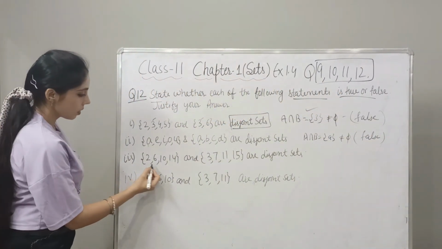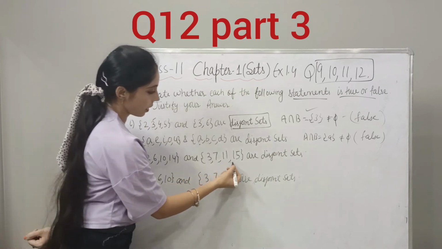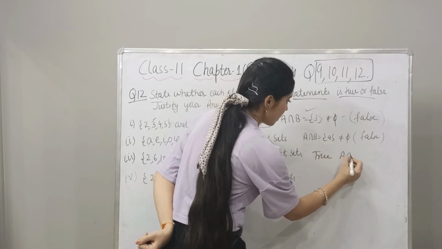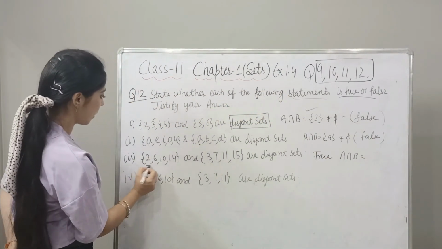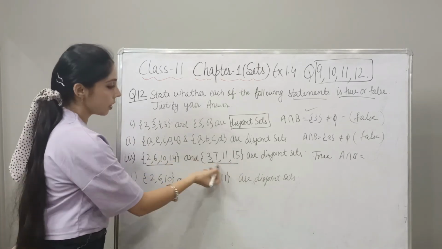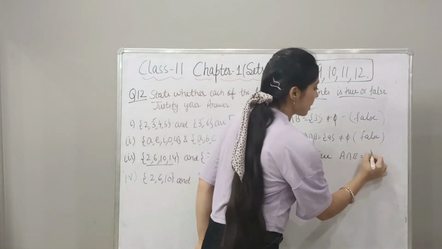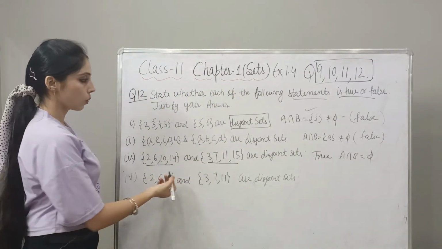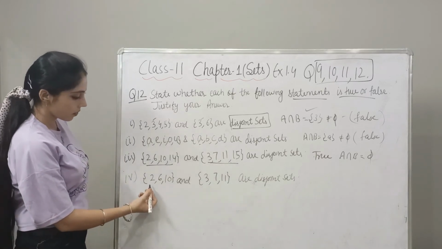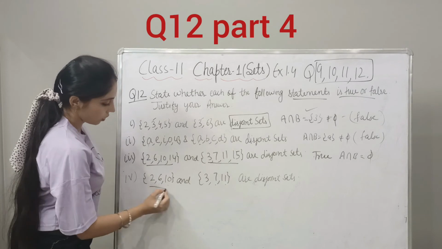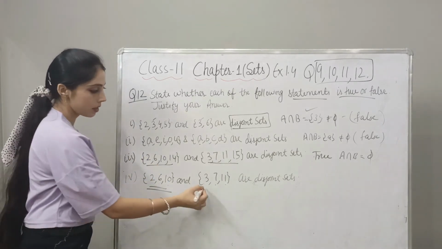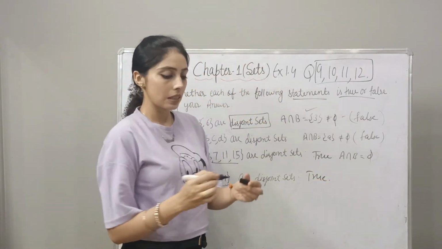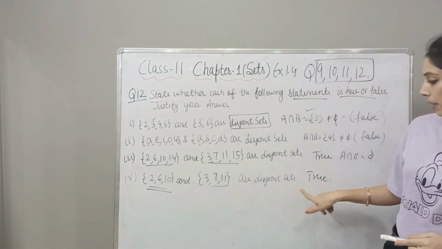Okay. So next is {2, 6, 10, 14} and {3, 7, 11, 15}. So in the intersection, this statement is true because we have no element common. Because here all the even numbers are included and here we have all the odd numbers. So intersection is the empty set. If we have the intersection as the empty set, then these two sets are disjoint sets. So this statement is true. What about the next part? {2, 6, 10} and {3, 7, 11}. These contain all the even numbers and these are all the odd numbers. So intersection is the empty set. So these are disjoint sets. So this statement is true.